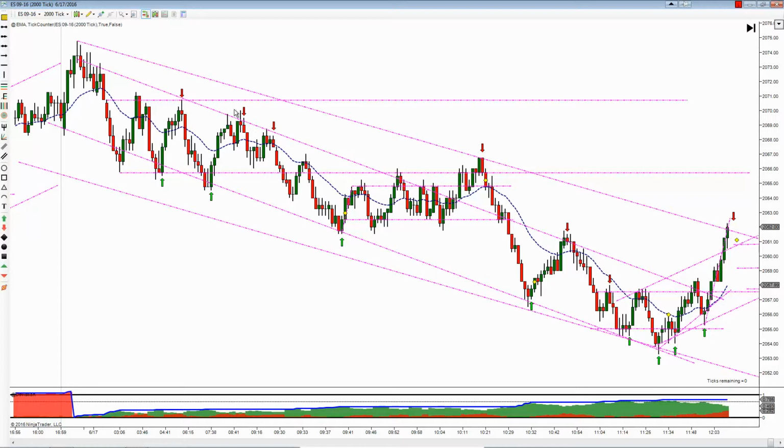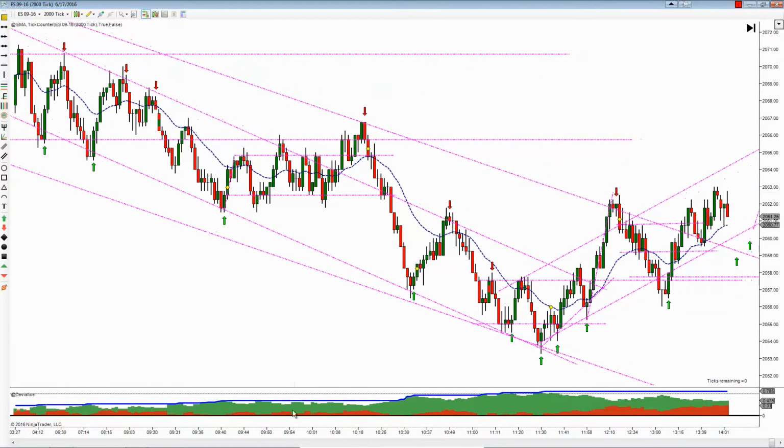I do use rays projecting forward just to give me a guide as to where price action might go back to. As the day develops though, I do change those to lines just so it's not cluttering up my chart unnecessarily.